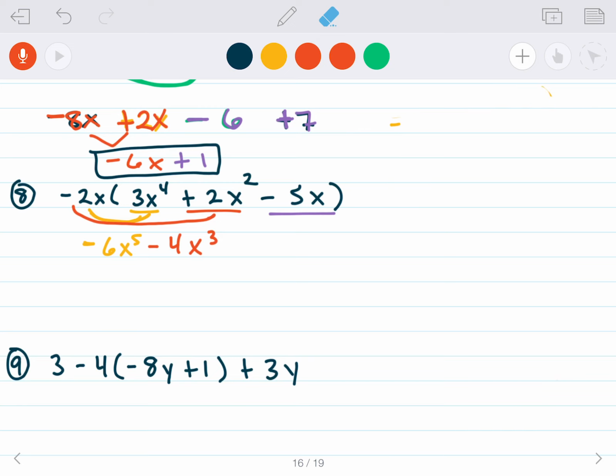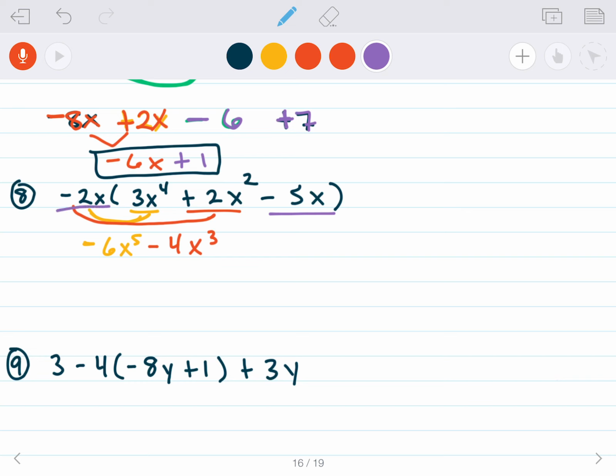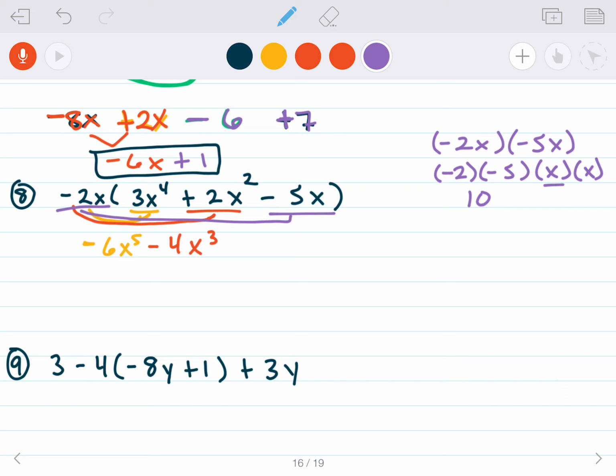Finally, in purple, we have negative 2x times negative 5x. Okay, again, rearrange your numbers. Negative 2 times negative 5, x times x. Negative 2 times negative 5 is a positive 10. X times x is a positive x squared. So that's positive x squared. Again, we have to put that plus there because if not, it's not multiplication, right? We distribute it out. So this is our final answer. We can't combine.